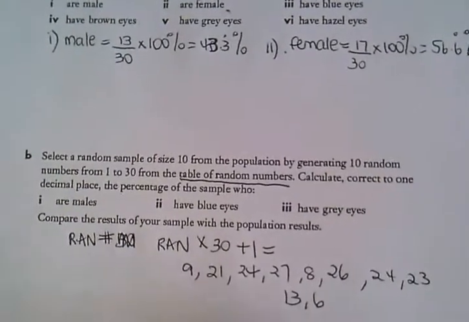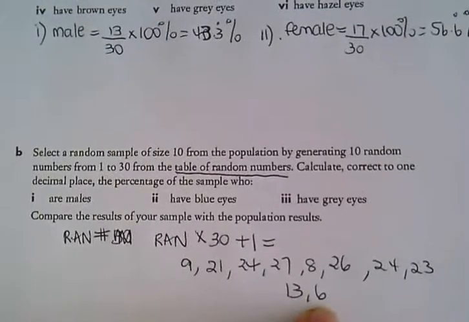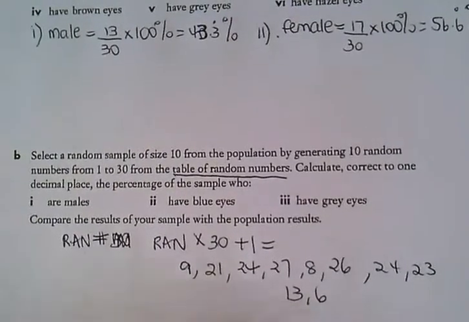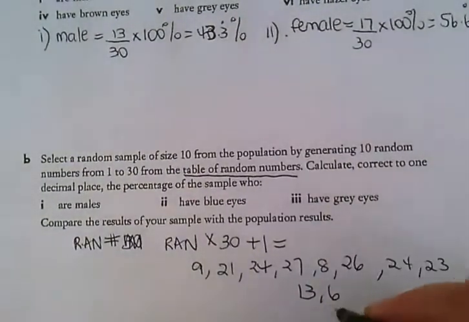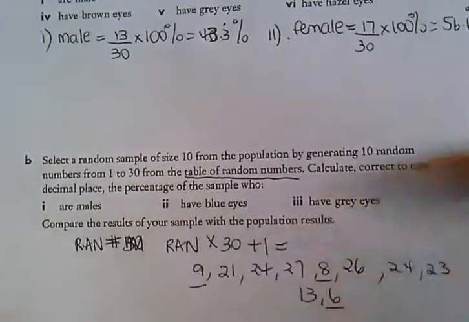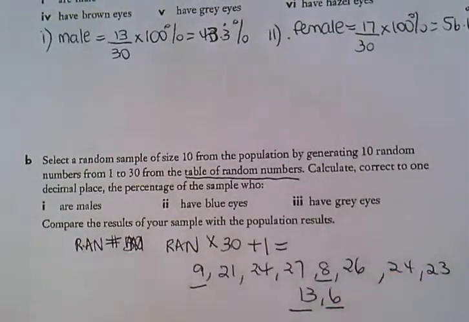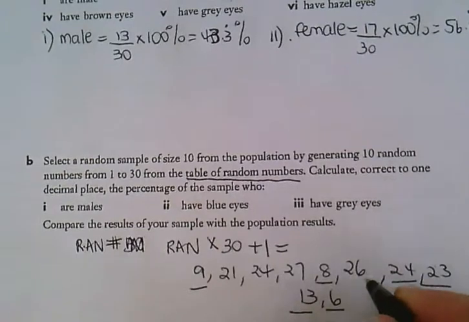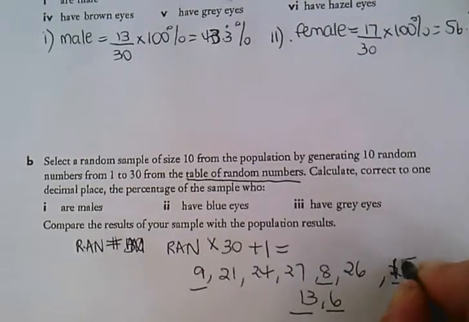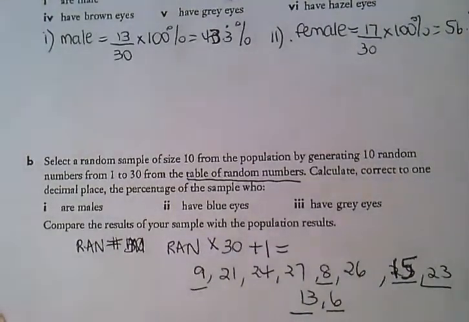Different answers. Everyone gets different answers. They're my 10 random people. So now what I need to do is choose these people from my list. So I will choose person 6, 8, 9, 13, 23, 24. Oh, sorry, I've got two 24s. I need to change one of them. I'll make this one 15. You can't have repeats. Okay?